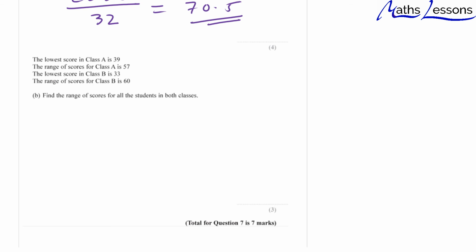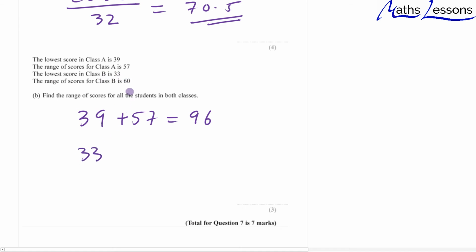Okay, so let's have a look at it. We've got the lowest score in Class A is 39. We know the range of scores is 57, so therefore the highest score will be 39 plus 57, which gives me 96. And for Class B, we know the lowest score is 33, and the range of scores is 60, so therefore if we add on 60, we get the highest score in Class B.